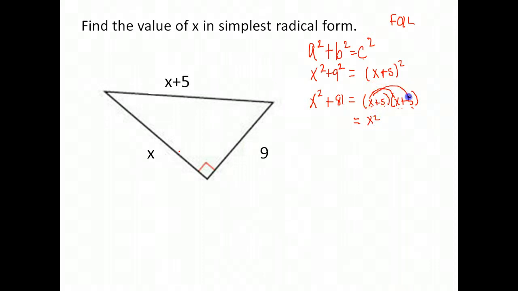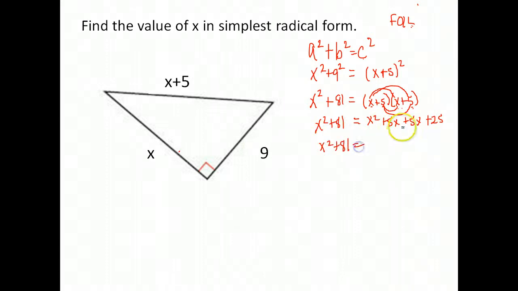Then we take the x times the 5, that's our outsides, our O. x times 5 is 5x. Next, we've done x times everything, so then we move to the 5 and take 5 times everything. 5 times x is 5x, that's our I, or our insides. And finally, 5 times 5 is 25, that's our L, the lasts. So I have x squared plus 81 equals x squared plus 5x plus 25.